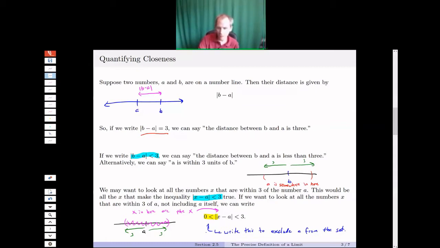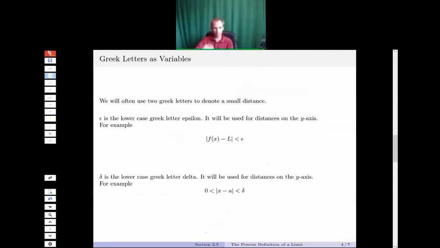All right. Now I think we're ready. Let's go ahead and, oh, no, sorry. One more piece. This isn't something new. We've used all sorts of letters for variables before, but these two are going to be really common. These are two Greek letters very commonly used in mathematics to denote a small distance. The first one we want to talk about is the lowercase Greek letter epsilon, and we're going to use this for distances on the y-axis. I'm still thinking about things being on a number line, but this uses the y-axis as my number line.